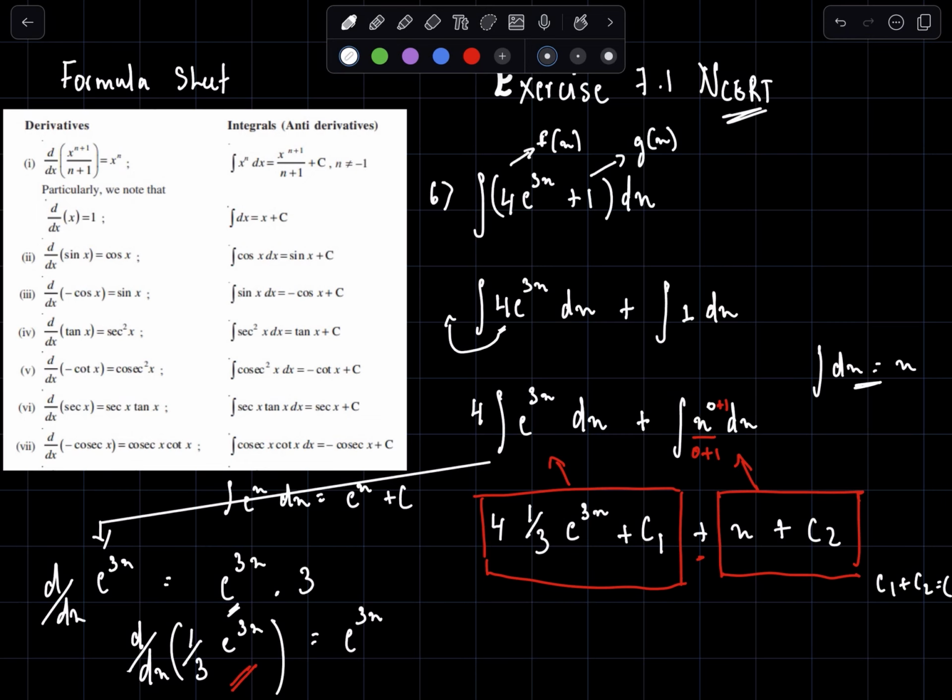So what I do is I simplify this. Now it's 4 by 3, because 4 times 1/3 is 4/3, e to the power 3x plus x plus c. So this is your answer for the 6th question. Okay, great. I hope you all got this. So let's move on to the 7th one.